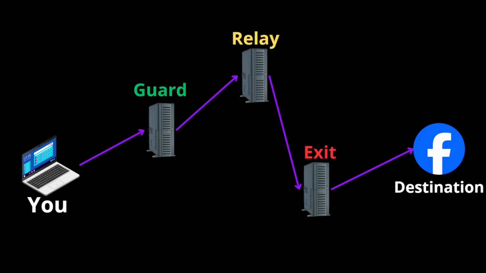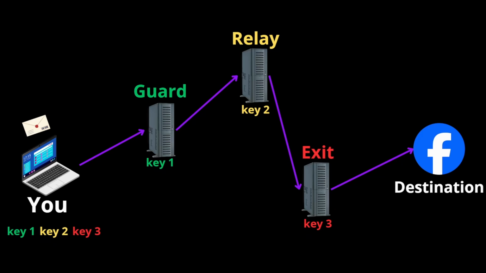Your computer, when establishing a connection, exchanges a symmetrical key with each server. Your request is first sent to Guard, encrypted with all three keys. Guard doesn't understand the message, but it can decrypt it, at least partially. Then it passes your message to Relay, which also doesn't understand it, but it can take down another layer of encryption. And lastly, Exit node decrypts the message completely and forwards it to the destination.